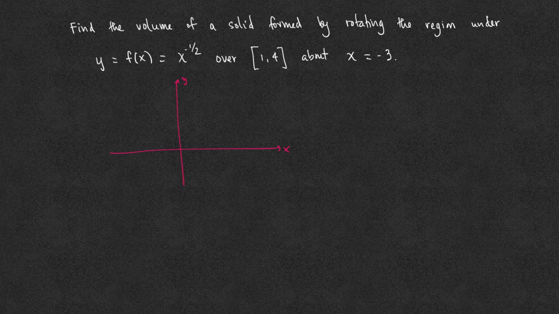We were given the curve y equals x to the negative 1/2, which is simply y equals 1 over the square root of x. The region is under this curve and over the interval 1, 4. This is the interval 1 to 4. So the bounded region is this enclosed region.